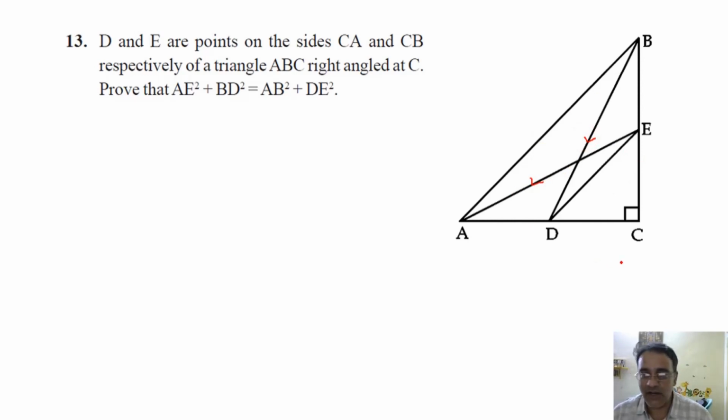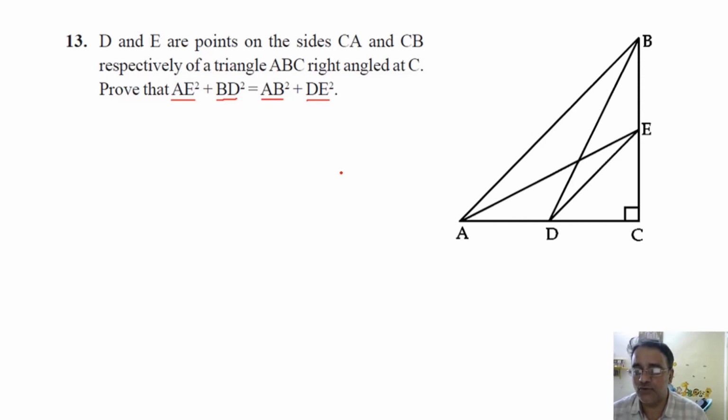Now see, you have to identify the right triangles first. AE belongs to which right triangle? Triangle ACE. Very good. BD belongs to which right triangle? Triangle BDC. Very good. AB belongs to which right triangle? Triangle ABC, the full triangle. DE belongs to which right triangle? Triangle DEC. Okay, very good.